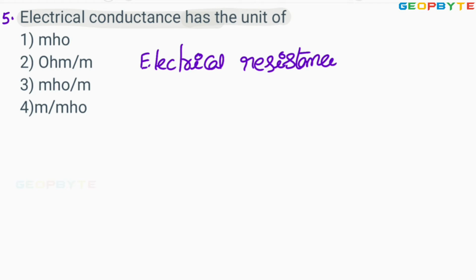Electrical resistance has the unit ohm, OHM. Since the electrical conductance is the reciprocal of electrical resistance, therefore the electrical conductance unit is the reciprocal of the ohm. Therefore it is generally pronounced with the reverse direction.